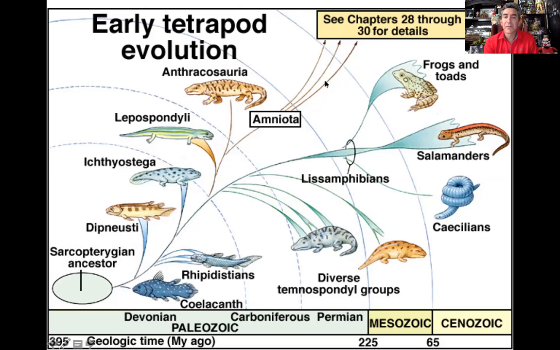The amniotes are going to be another big category that we cover later with reptiles, birds, and mammals. But we're going to focus on this trajectory here. We call them the lissamphibians, which are what we consider modern day amphibians, right? Our frogs, salamanders, caecilians. So this is the discussion that we'll have for this next section here.